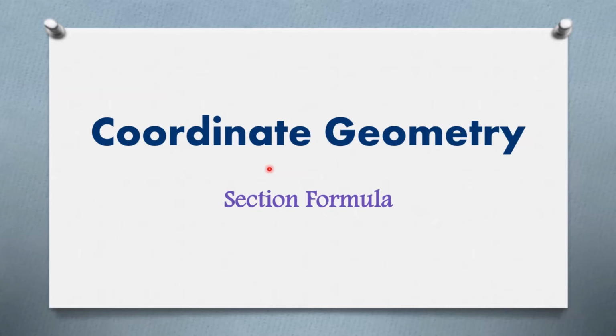In coordinate geometry, second topic, it's section formula. Section formula means when a line segment is given, we want to divide the line segment in two parts in the given ratio. Then we have to find the coordinates of that point which divides the given line segment in two parts.